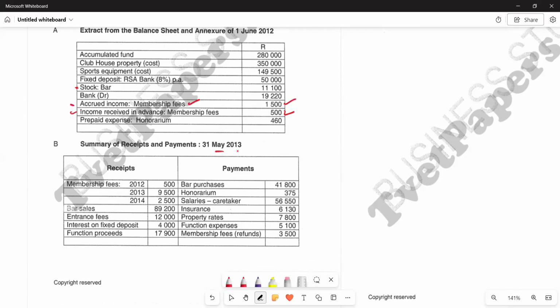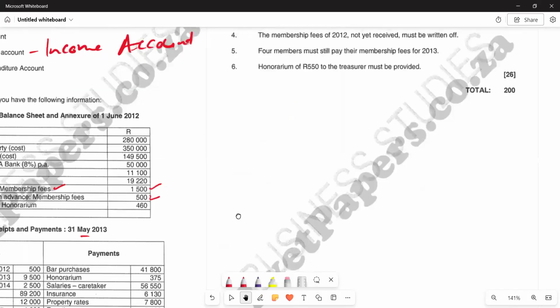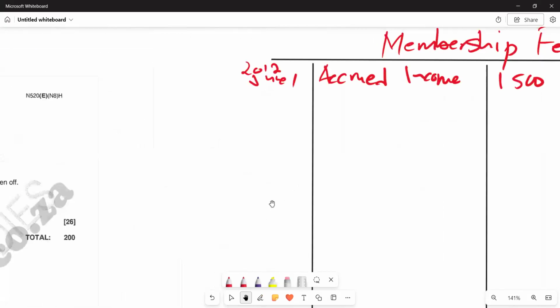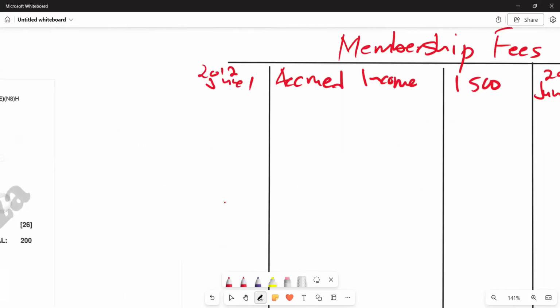You'd see that we are not having anything there that we can put in the membership fees account. Then you go to the credit side, and we are given membership fees refunds. So these are the bank refunds that we're talking about that should be on the debit side of the membership fees account. So we go there and put our refunds on the debit side. We are just saying bank refunds, and the amount that we have there is 3,500.